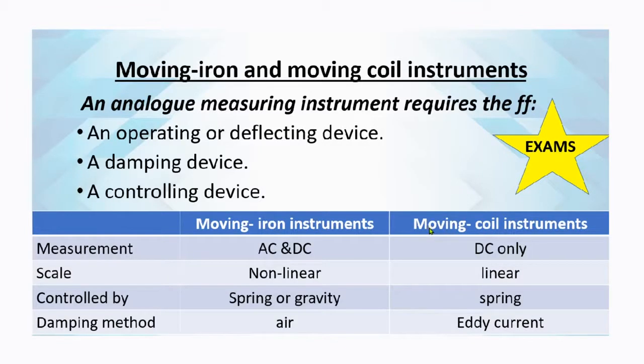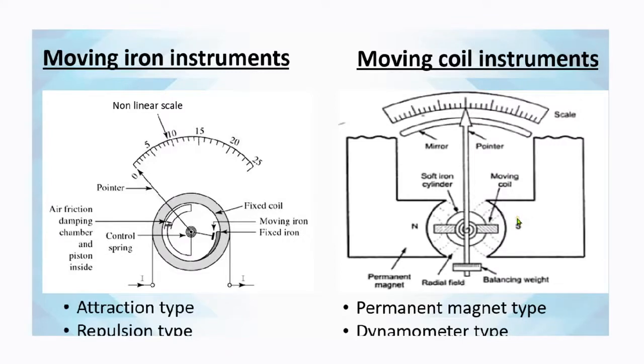And moving iron instruments are damped using air, whereas in moving coil instruments, damping takes place by the use of eddy currents. In these two drawings that you see appearing on your screen, you will notice that moving iron instruments have two types. There is the attraction type and the repulsion type. However, in moving coil instruments, we have the permanent magnet type and the dynamometer type.